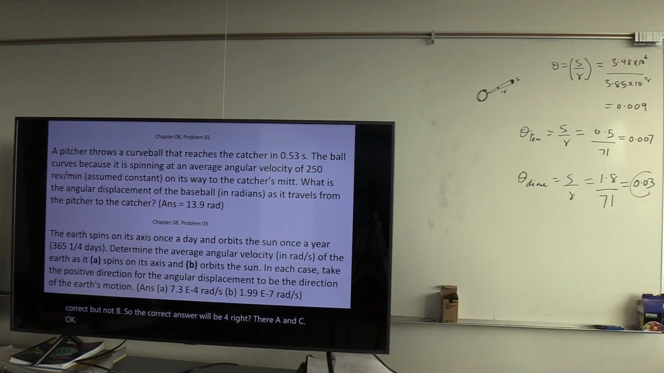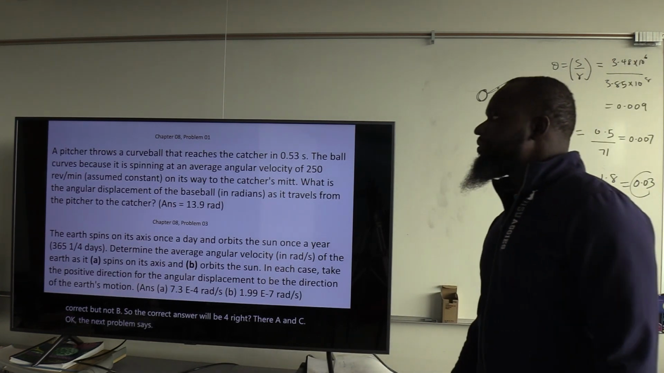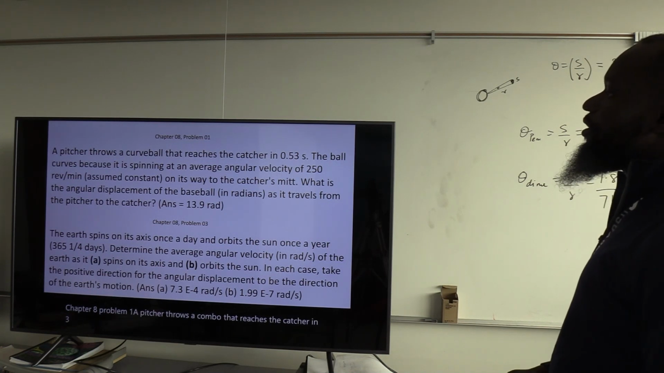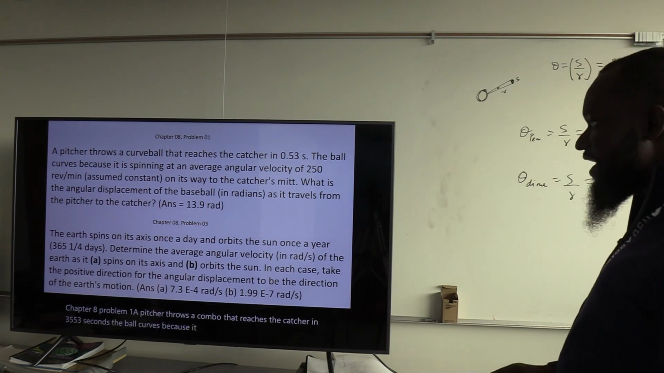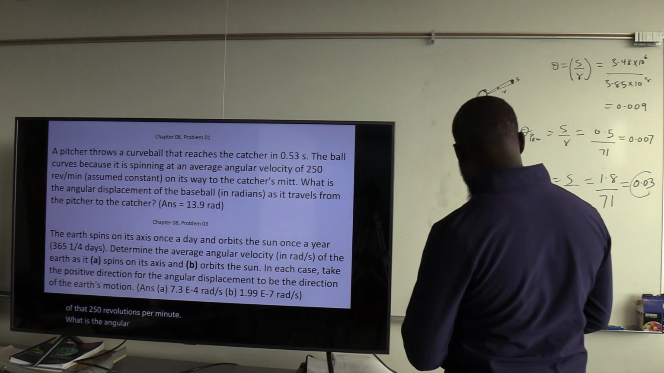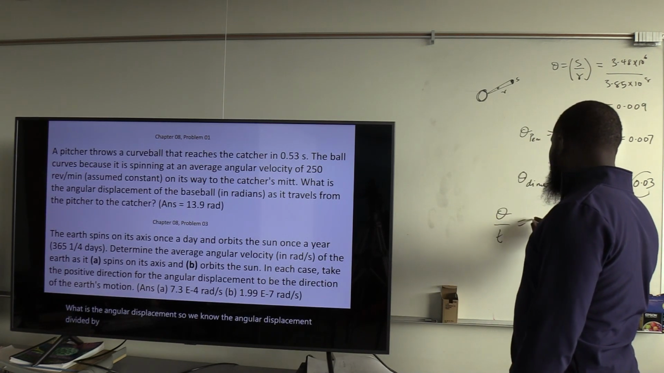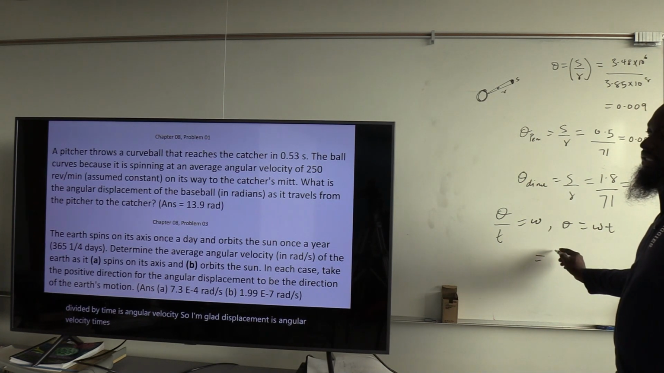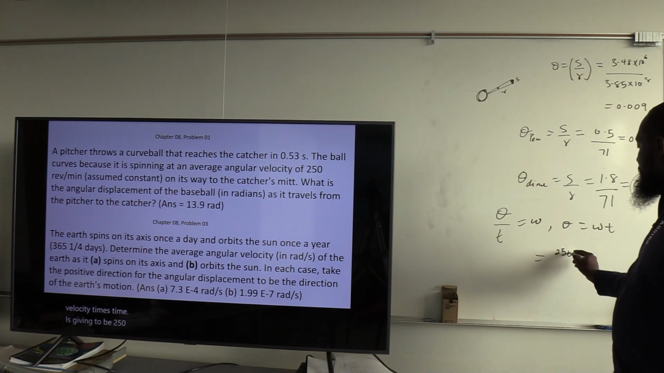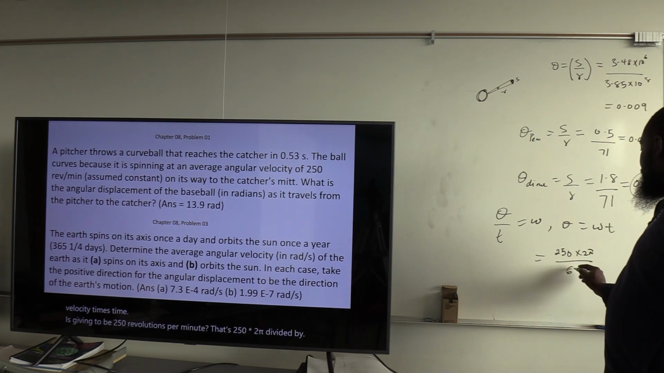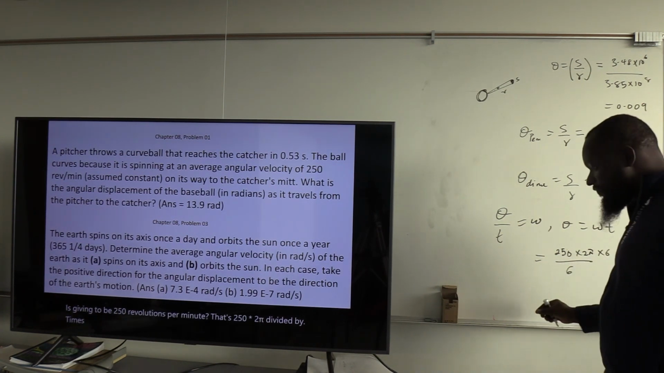Okay, the next problem says, Chapter 8, Problem 1, a pitcher throws a curved ball that reaches the catcher in 0.353 seconds. The ball curves because it's spinning at an angular velocity of 250 revolutions per minute. What is the angular displacement? So we know that angular displacement divided by time is angular velocity. So angular displacement is angular velocity times time. Angular velocity is given to be 250 revolutions per minute. That's 250 times 2 pi divided by 60. So let's do that conversion.